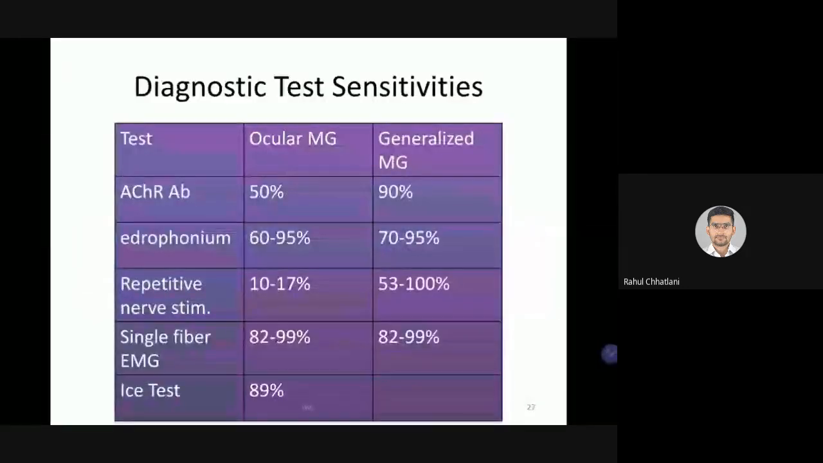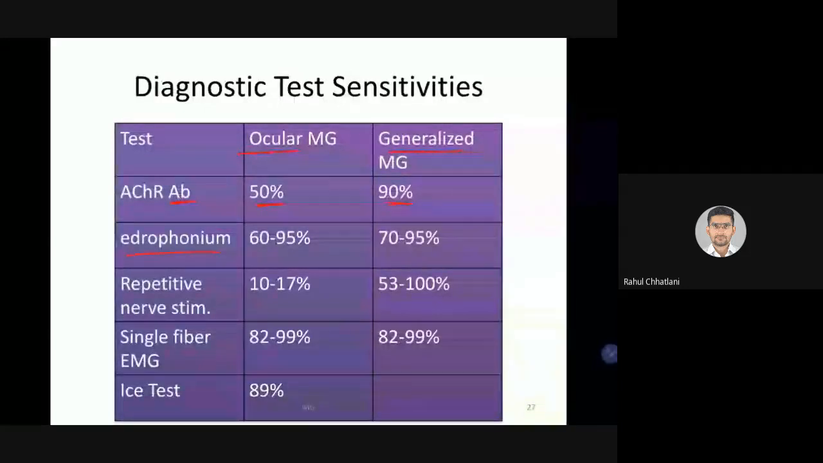Diagnostic test sensitivity. Now, once we have seen the symptoms, we have to confirm it. Yes, this is only myasthenia and not any other symptom or disease. So first and most important are acetylcholine receptor antibodies. Why? It is an autoimmune disorder, so antibodies will form against it. If you look directly in the blood, there are chances you will find them in ocular and generalized. In ocular, there is a 50% chance. In generalized, it is a 90% chance.